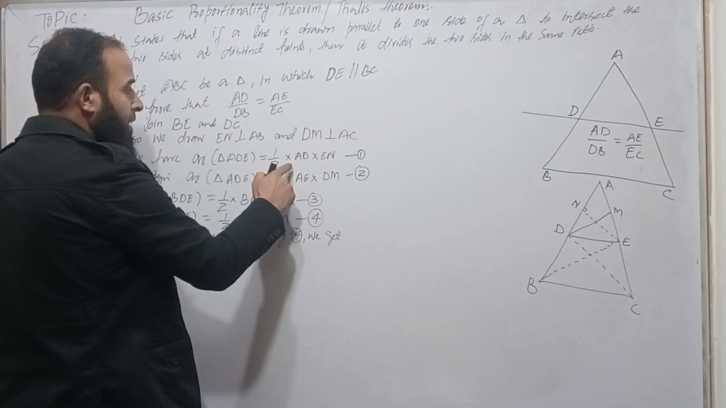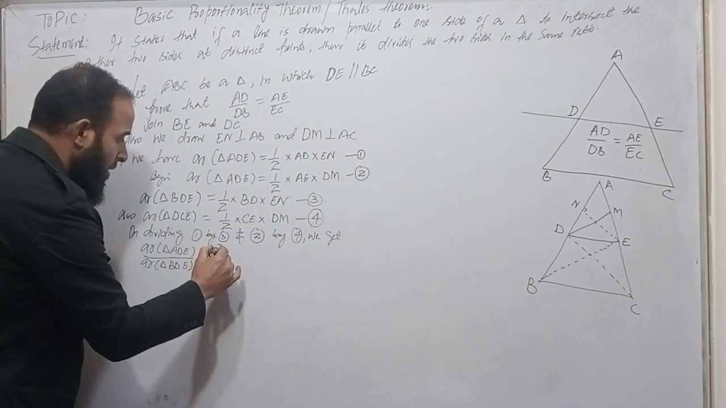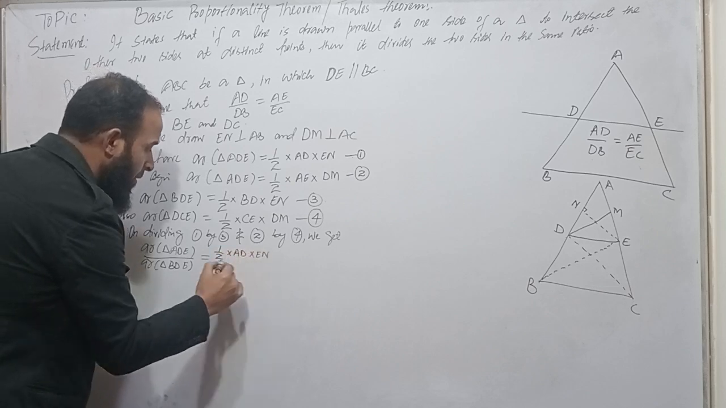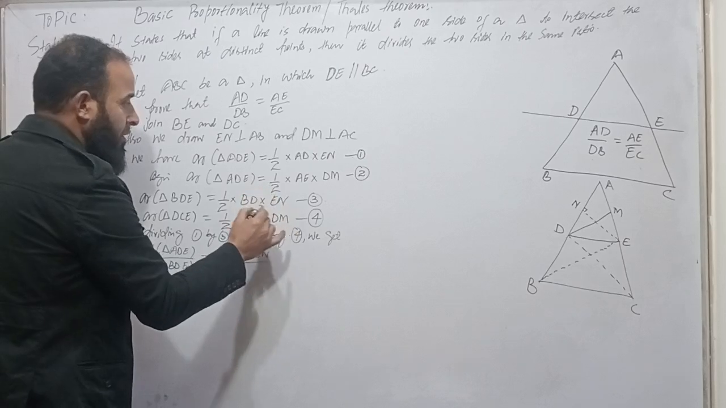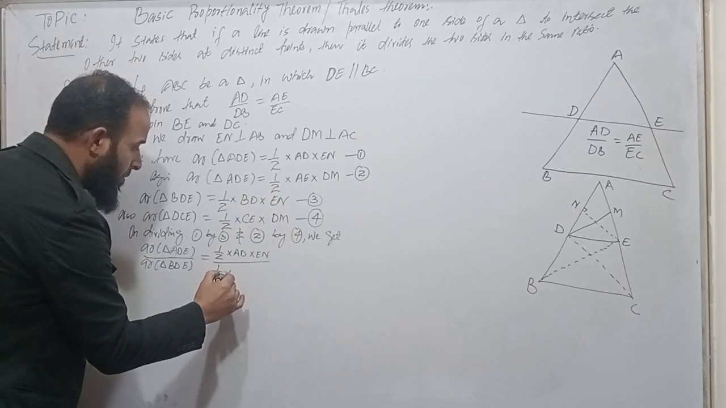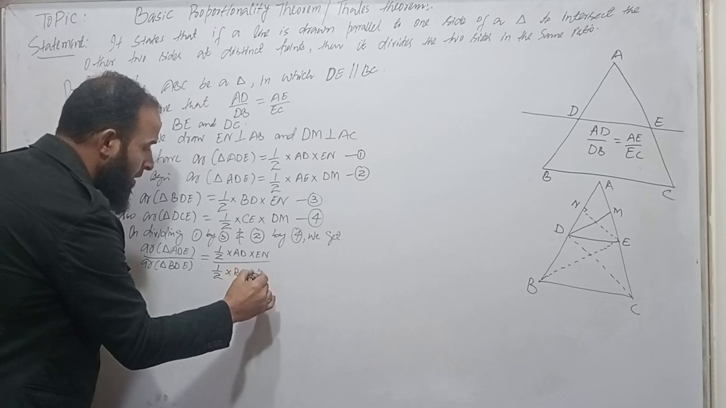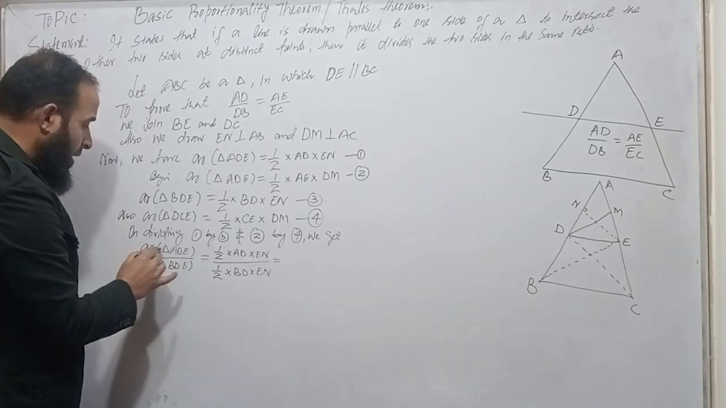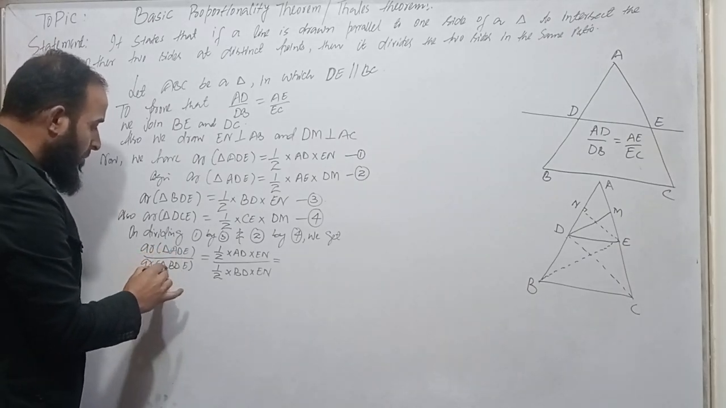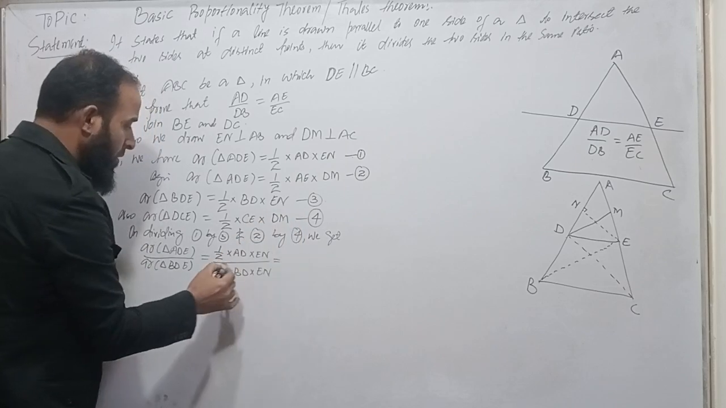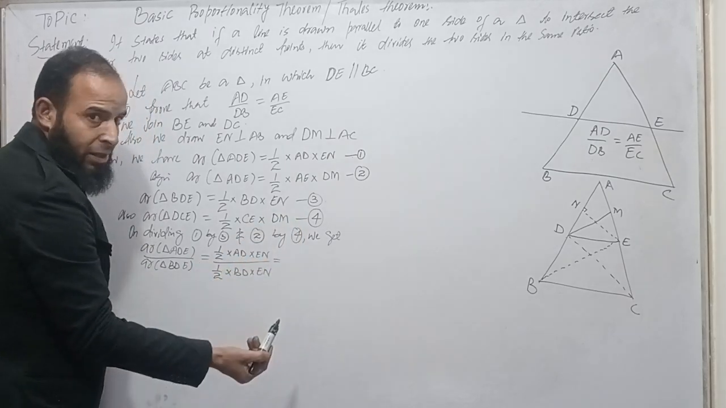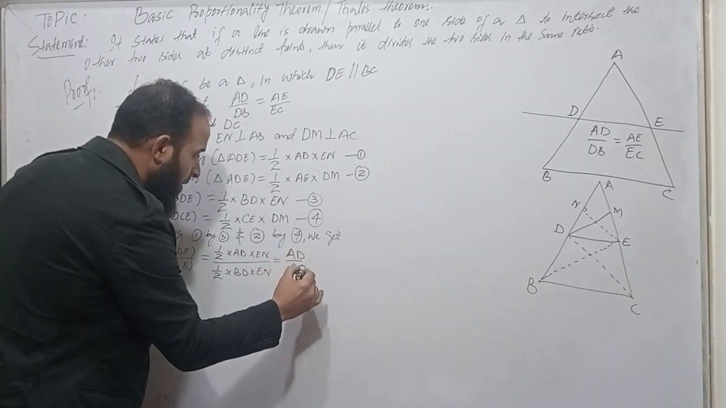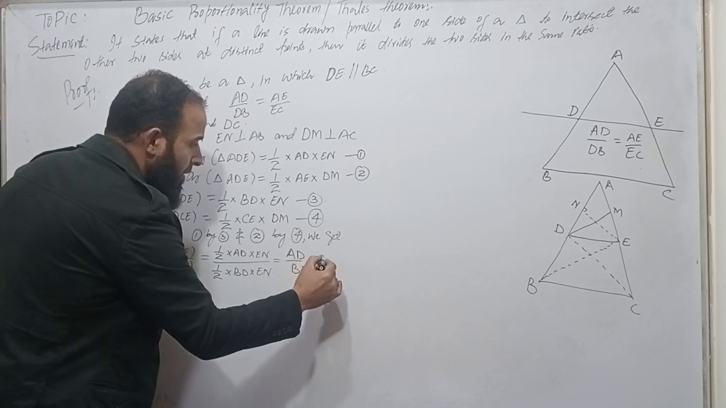And what are the right hand sides of these equations? It is 1/2 of AD cross EN over, what is the right hand side of third? It is 1/2 of BD cross EN. And from this, what will we get? Area of triangle ADE over area of triangle BDE will be equal to this, and EN and EN will be cancelled, and we get AD over BD. Let's name it as equation 5th.